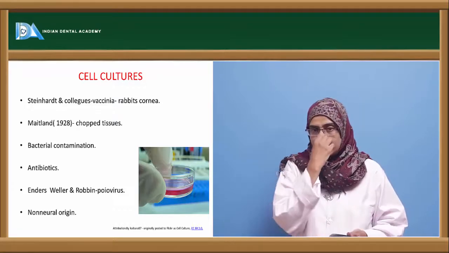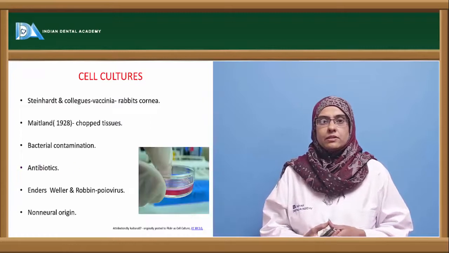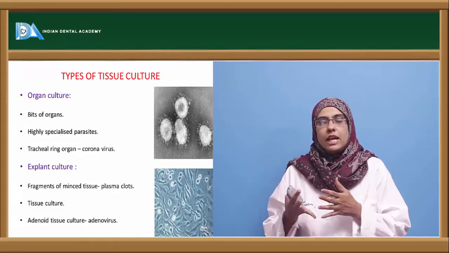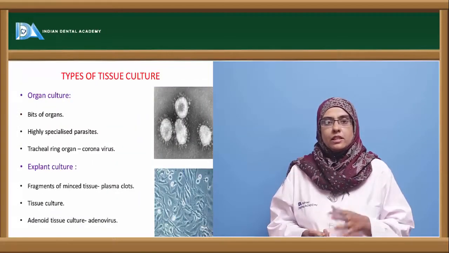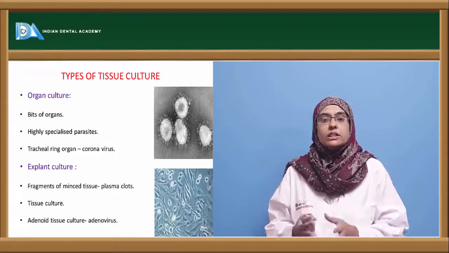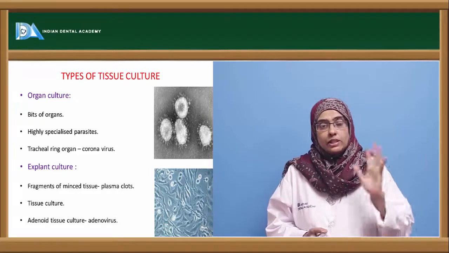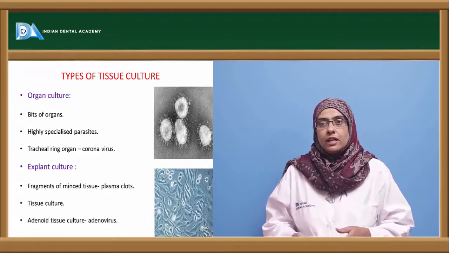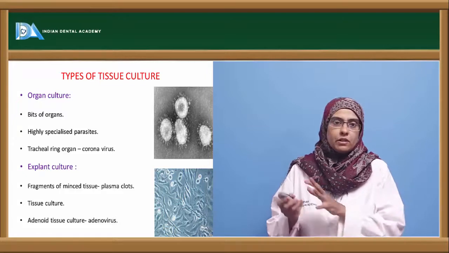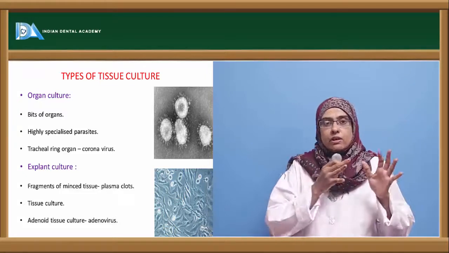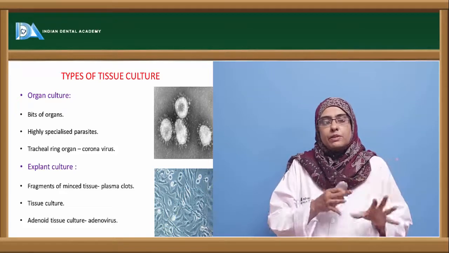Now coming to the types of cell cultures, they can be of various types. Cell cultures can be organ culture, explant culture, or the cell cultures. Coming to the organ culture, here we can make use of bits of organs, mostly for the growth of the fastidious group of organisms which grow exclusively in that particular organ. For example, we have the tracheal ring organ culture for growing coronavirus. So the coronavirus can exclusively grow in the organ culture, which usually has freshly prepared bits of organs.